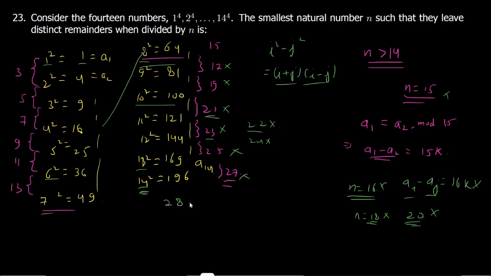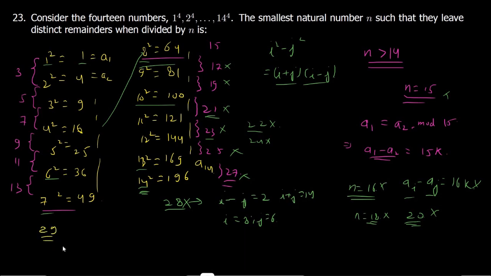Now what about 28? Can we get a product of 28? So suppose this time the sum of any two numbers will not be, but maybe the sum is divisible by 2 and the difference is divisible by 14. So which are two numbers whose i minus j is 2 and i plus j is 14? In this case, if you divide by 2, the sum 16 divided by 2 is 8, i equals 8, j equals 6. So the difference of 8 square and 6 square will be a multiple of 28. 28 is out of the picture.